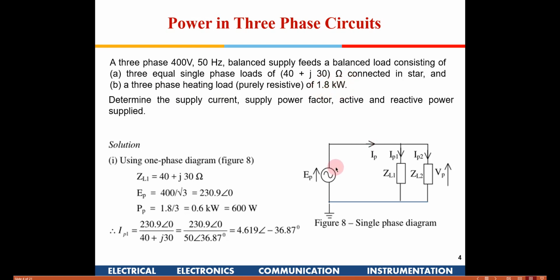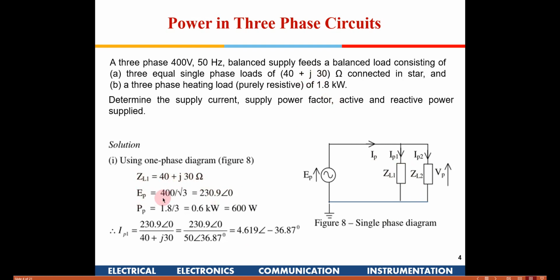This is a representation of only a single phase. There are 3 phases, but only a single phase is shown here. So you have a phase voltage out here, and then you have these loads which are connected. We are trying to analyze what is happening in a single phase, and then we will extrapolate it for the 3-phase supply. So ZL is 40 plus j30, which is given here.